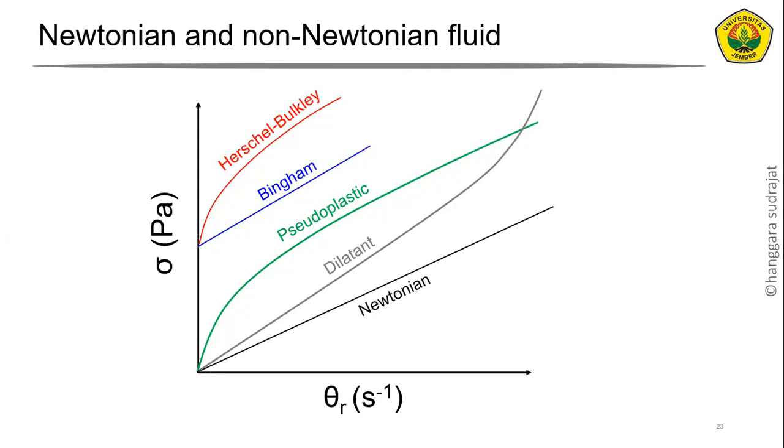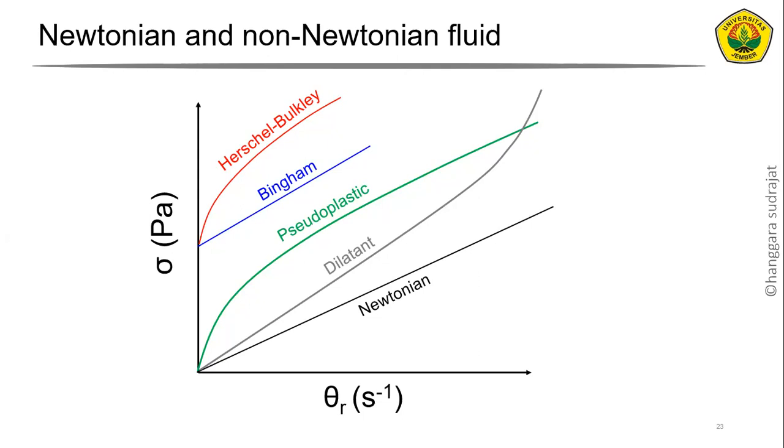Another thing that we can see from this graph is that all curves except Bingham and Herschel-Bulkley start from zero. What does it mean then? It means that the moment we apply stress or force, the food material will start flowing immediately. The key word here is flowing immediately. For example, when you pour honey, you know honey, right? You don't have to wait. You don't have to shake or tap because honey is a Newtonian fluid.